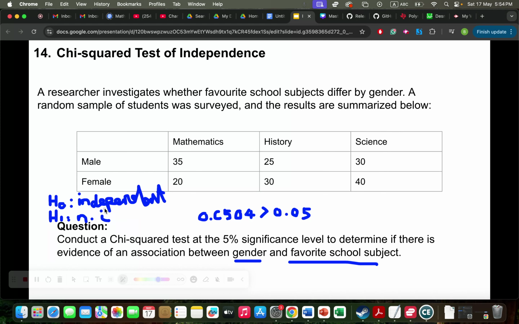So in other words, we are kind of accepting the alternative hypothesis. We could say that both these variables, gender and favorite school subjects, are not independent. Obviously they are dependent on one another as well. So that's how you would conduct a chi-square test using the calculator. But we can make another video separately on the chi-square test for this one.